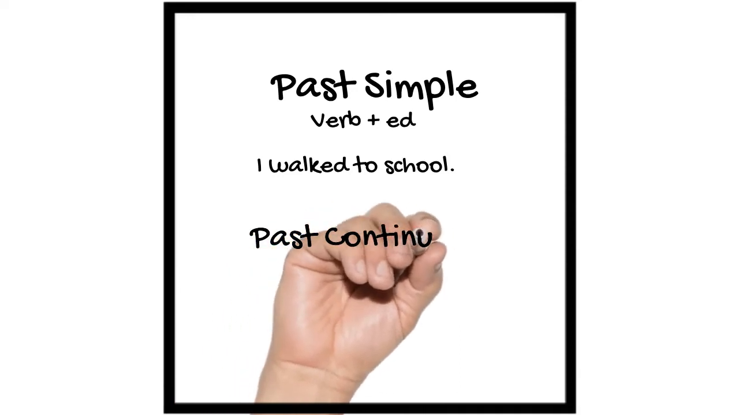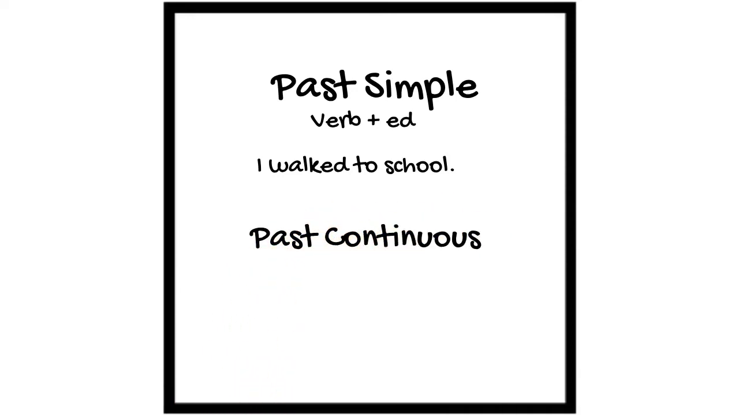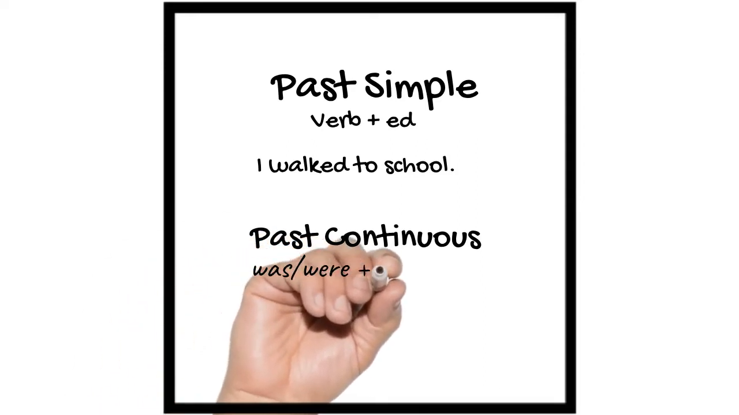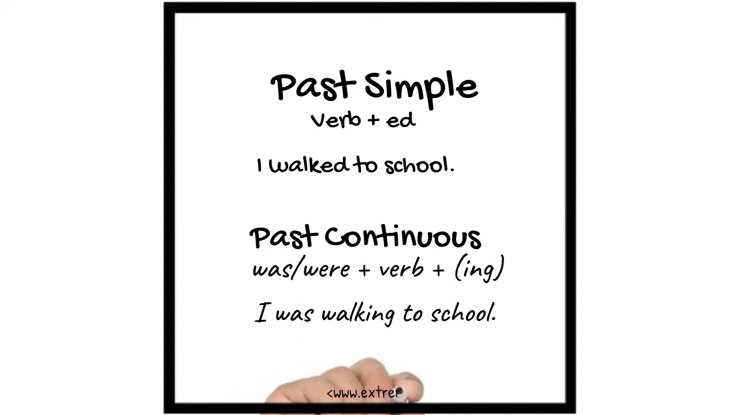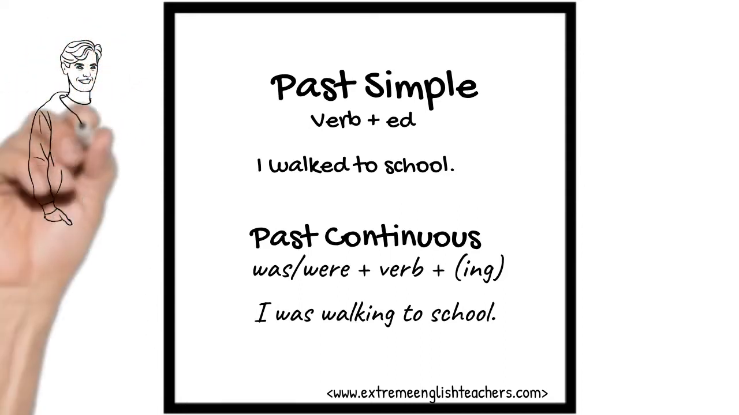The past continuous is very similar to the present continuous that we learned previously. It's an action that continuously goes on for an amount of time. In the past, we create this by using the helping verbs was and were plus a base verb with the ending ing. An example of this is I was walking to school. Notice the different endings, but in both sentences, we're talking about an action that was done in the past.